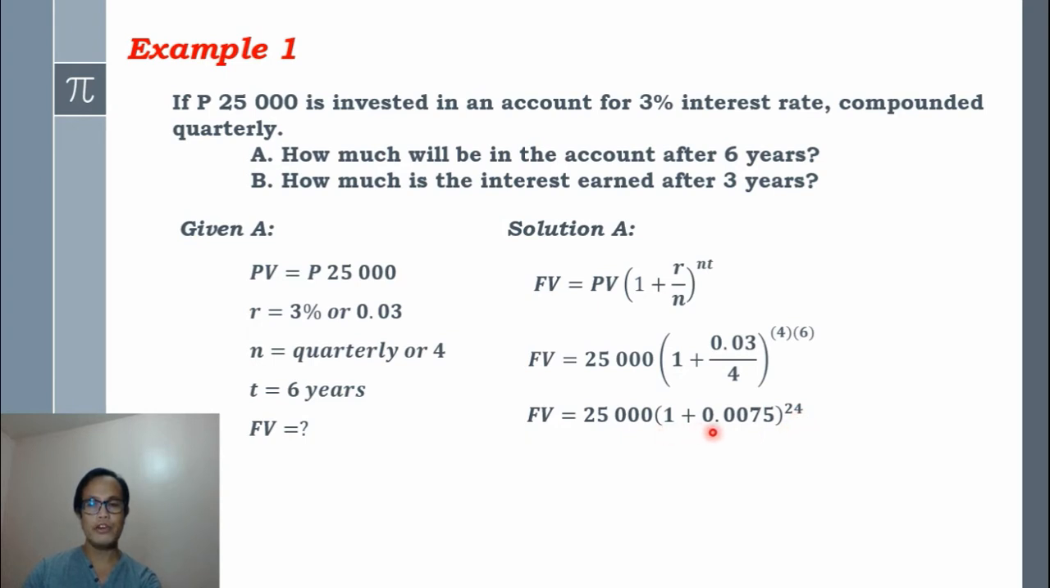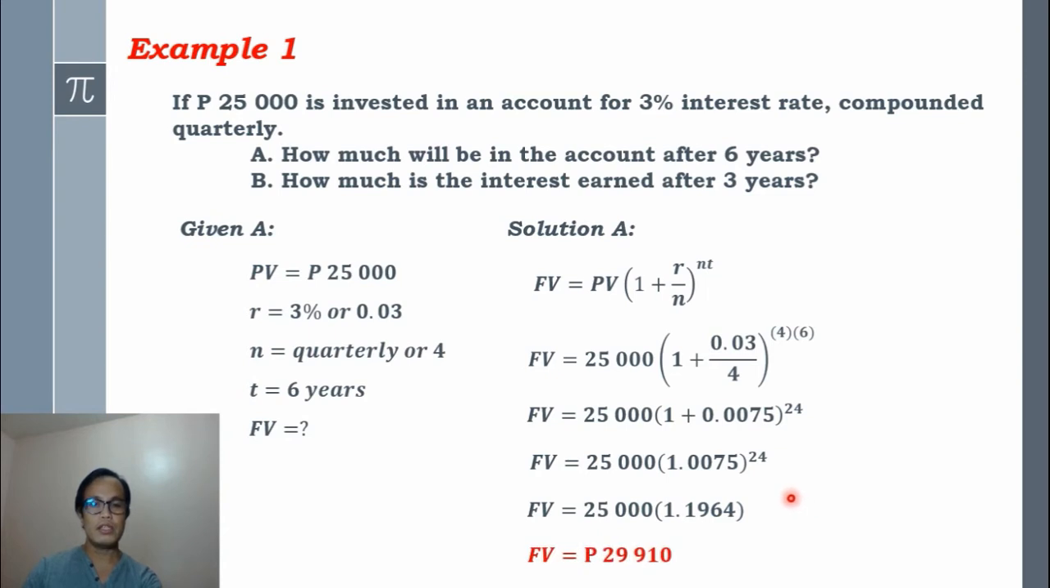Then we add 1 plus 0.0075, of course, that would give us 1.0075 raised to 24. We just simply copy the present value, which is 25,000. Then afterwards, we raise this number 1.0075 to 24. By using our calculator, we can have 1.1964. Then, lastly, we multiply 1.1964 to 25,000.